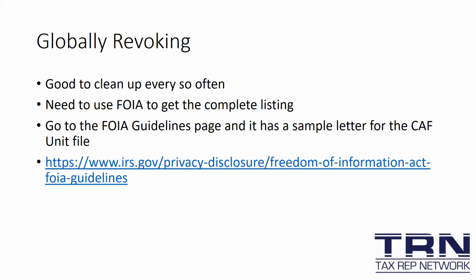But basically, you go out there, and they'll walk you through all the FOIA information. But in there, buried toward the middle, is a sample letter for the CAF unit to get your CAF unit file, centralized authorization file. For those of you who don't know what CAF is, when you send in your power of attorney, it goes to the centralized authorization file, what we refer to as CAF, C-A-F.